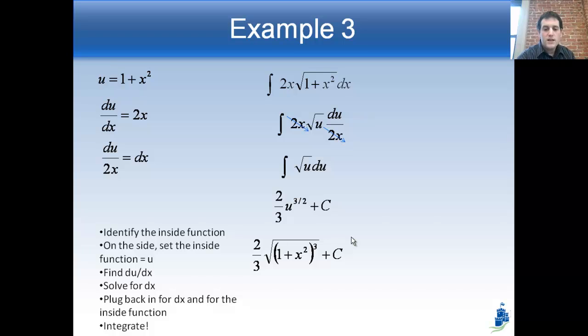And if you want to be really tough and check all of your answers, you can take the derivative of this, and hopefully you end up with 2x times the square root of 1 plus x squared.